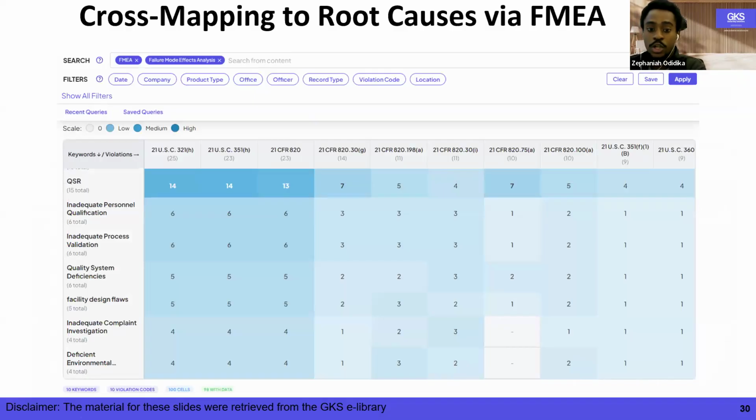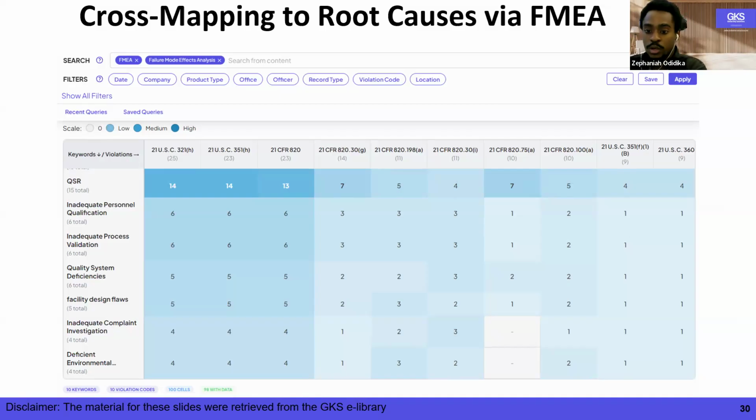Here you can see what's happening is that companies often receive warning letters due to inadequate process, poor validation, and weak quality management system, QMS systems, for example. In these cases, the FDA is effectively saying, you're getting this letter because... At GKS, we can cross-map keywords to violation codes, for example, FMEA findings to underlying root causes, and we can link them between, like I said, the FDA violation codes.